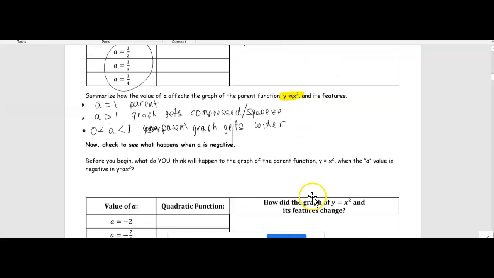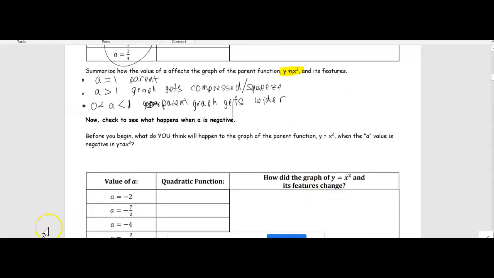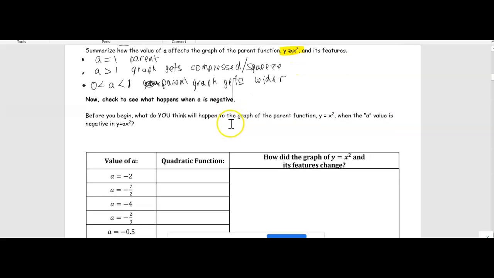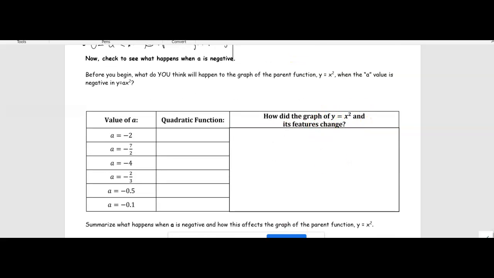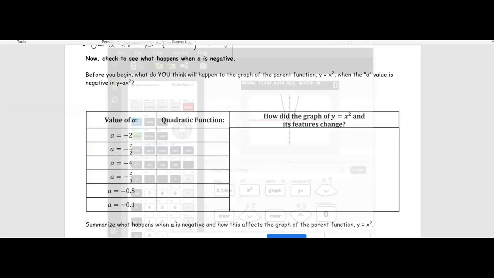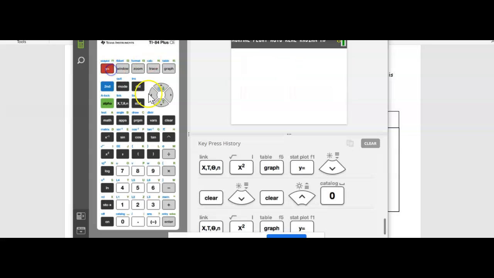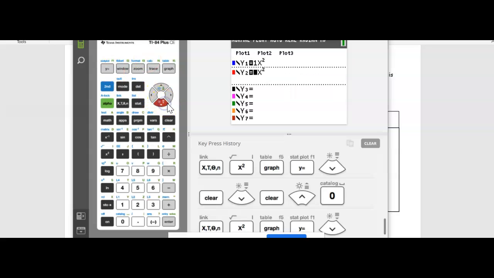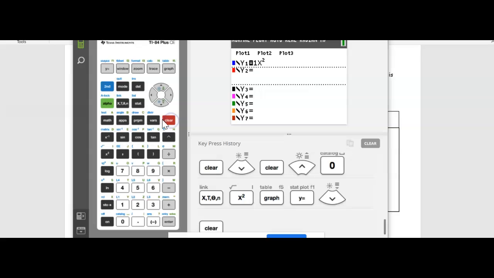All right, then real quick, hopefully we can get this done in the next 5 minutes. Now check to see what happens if our a is going to be negative. So we're still going to have this original y equals x squared. What I'm going to do is a -2. So here's y equals x squared. Form some guesses in your head of what might happen here. So I'm going to do -2x squared.